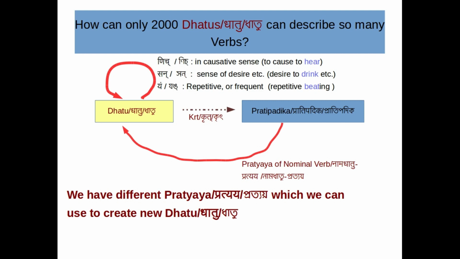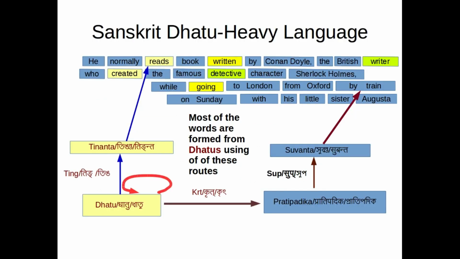Now, one question might arise, why so much emphasis on dhatus? Because Sanskrit is a dhatu-heavy language. Let me explain. So, in English, verbs are few. There are a lot of other words which have nothing to do with verbs. But in Sanskrit, it turns out most of the words are derived from dhatu in one way or another.